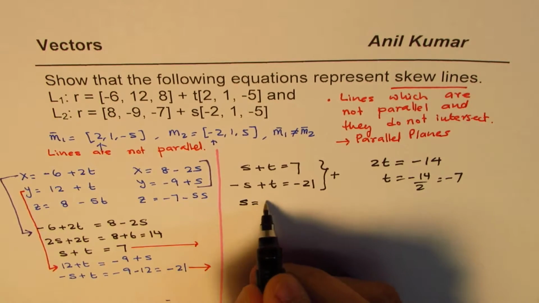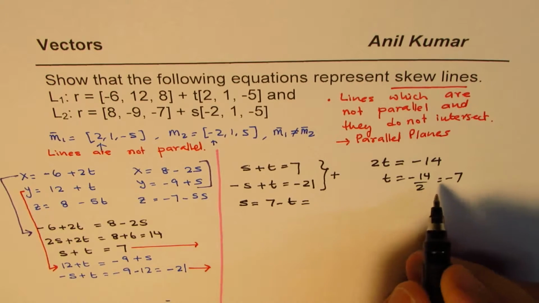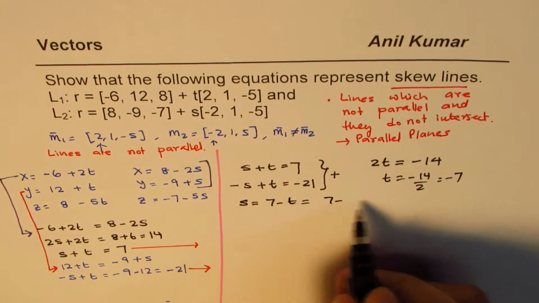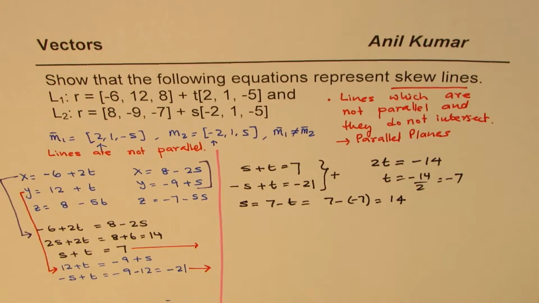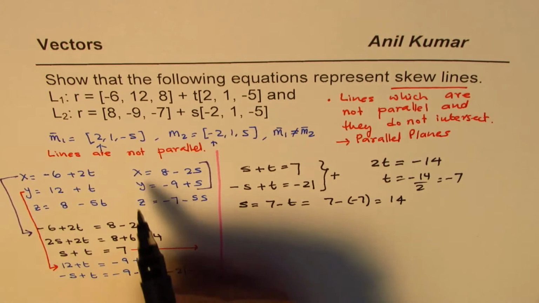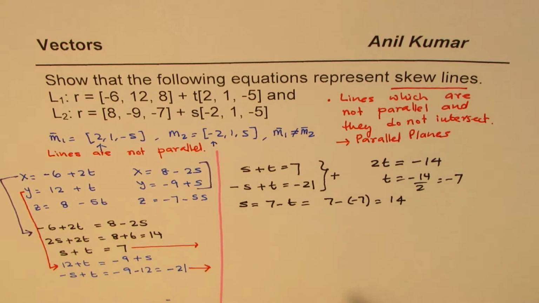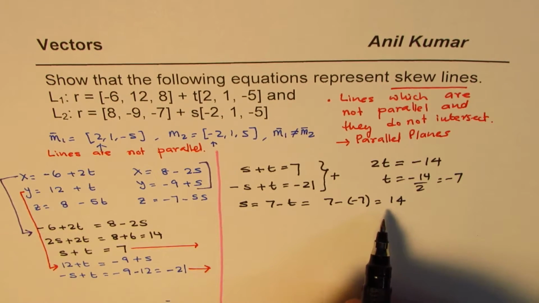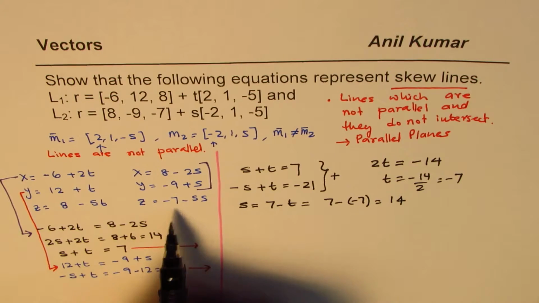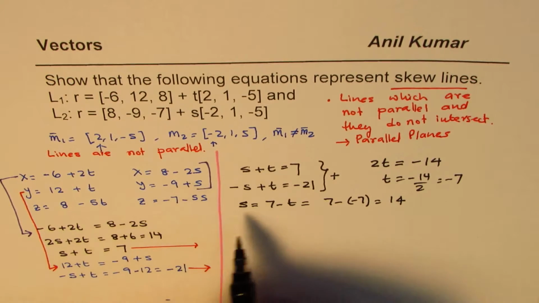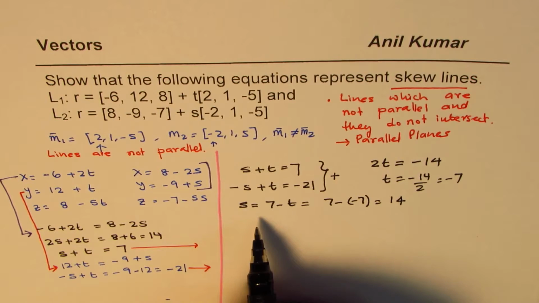So we know s equals 7 minus t, which is 7 minus minus 7, which is 14. So we get the values for s and t, right? Since we get both values of s and t, we can find all these points. For these values of s and t, the z point should match. That is very important. The others should also match if there is a point of intersection. If not, then they will not match. That's the whole idea.